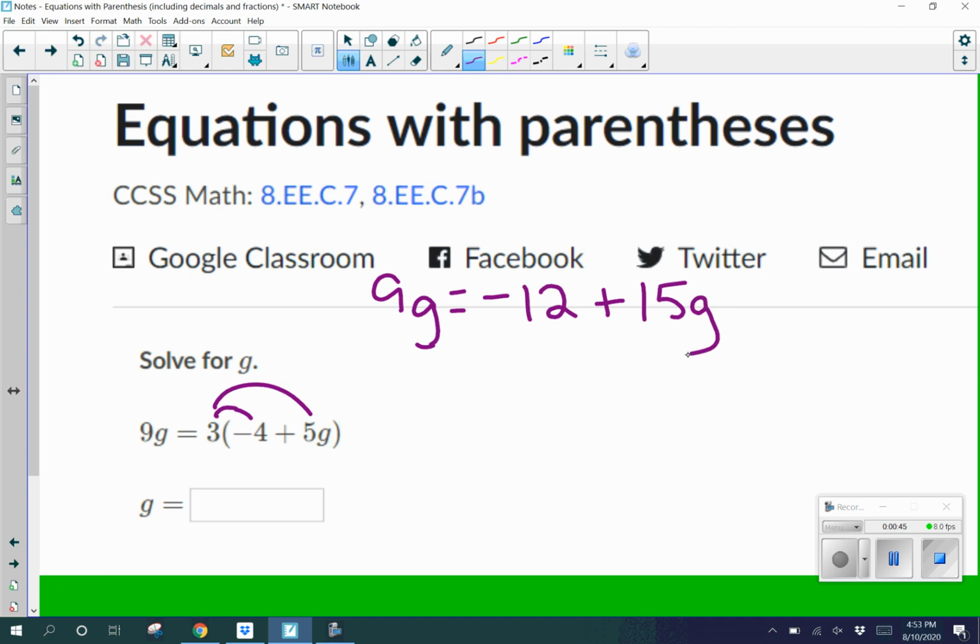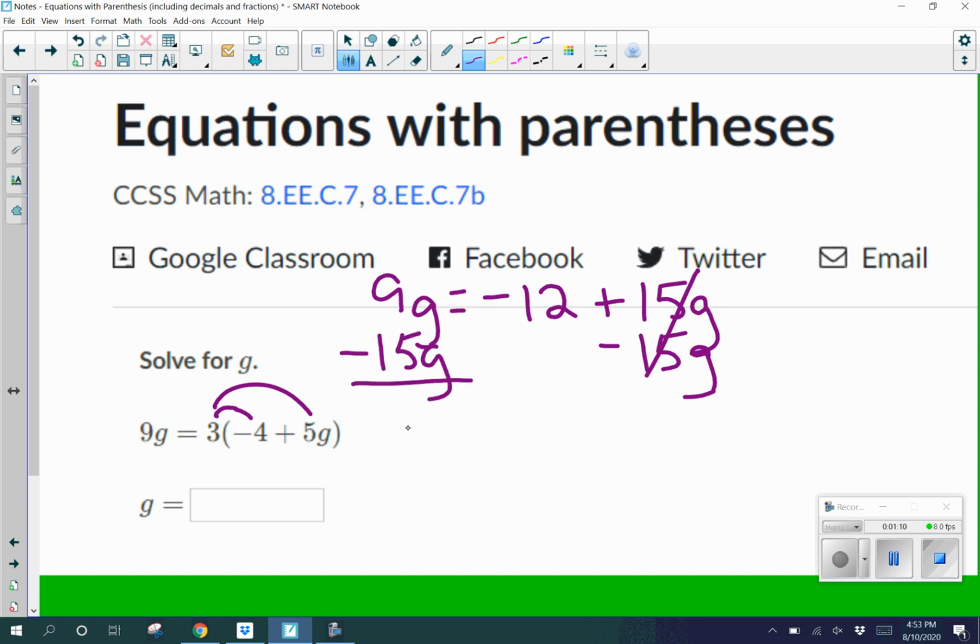Now, remember, you want to try to keep your variables positive, but you're not going to be able to do that in every situation. I have a 9g on the left and a 15g on the right. So if I were to subtract 9g on both sides, that's going to leave me with 0 on the left-hand side, which is just adding extra steps. So the easiest thing to do here is subtract 15g. What we do to one side, we do to the other.